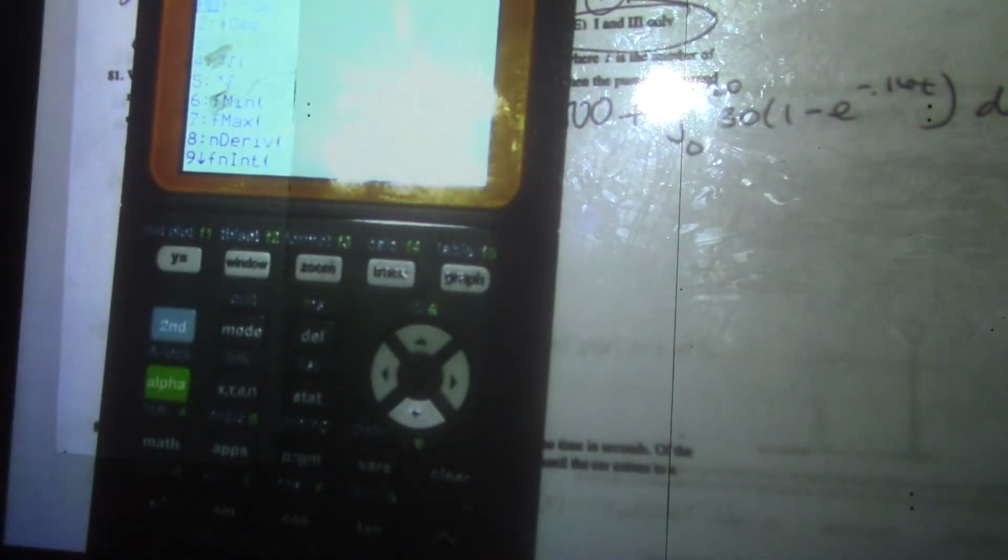Integral is math 9, I'm going from 0 to 20. This is 30 times 1 minus e to the negative 0.16x dx. This right here is 420.1429, and I still have to add it to the 800, so then plus 800 gives me 1220 gallons, D.